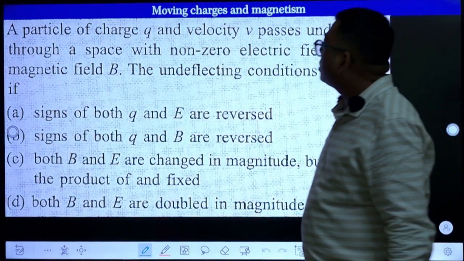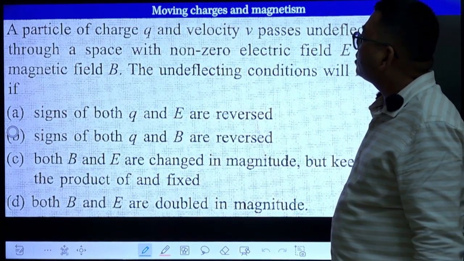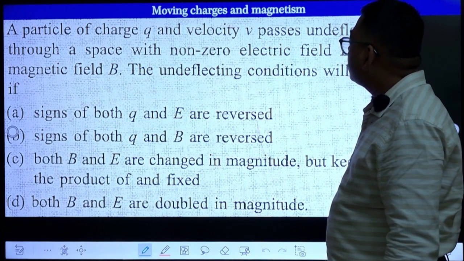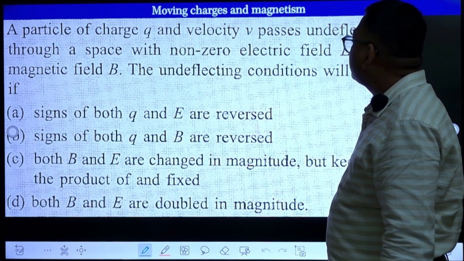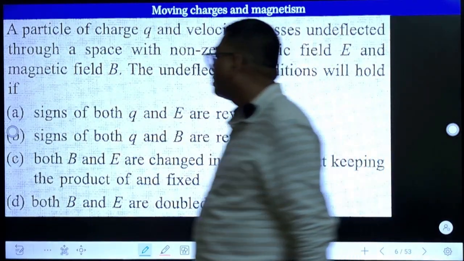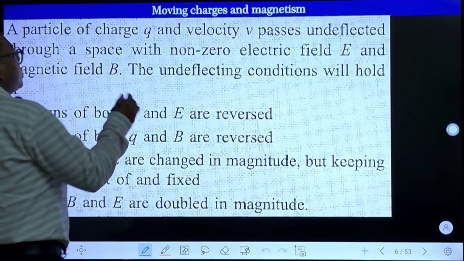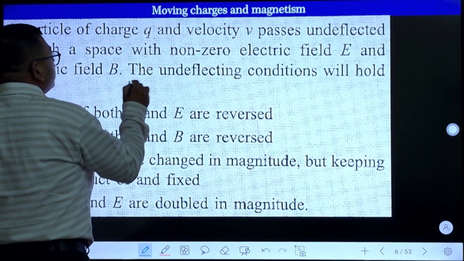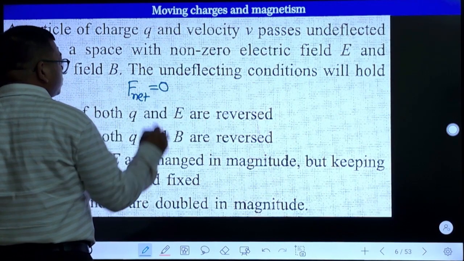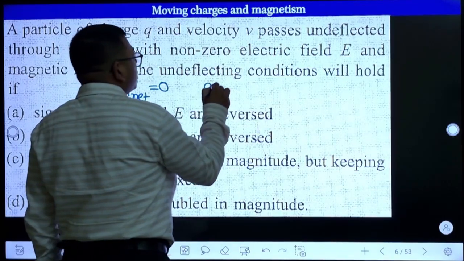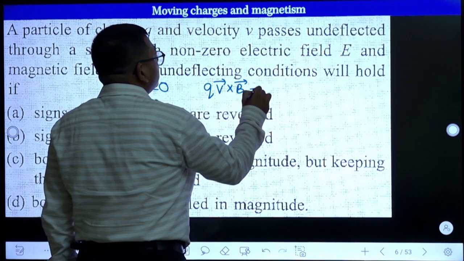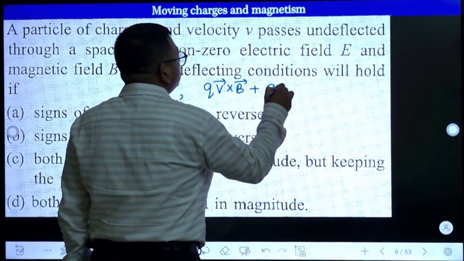A particle of charge q and velocity v passes undeflected through a space with non-zero electric field E and magnetic field B. Which condition will hold under the undeflecting condition? We know what the undeflecting condition is: the net force has to be zero. What is the net force? The net force is q v cross B, the magnetic force, plus the electric force, which is qE.